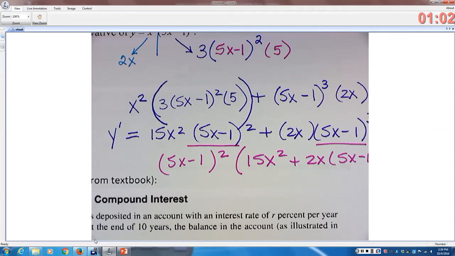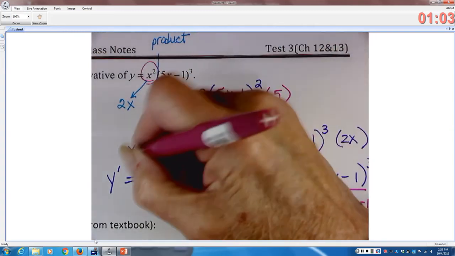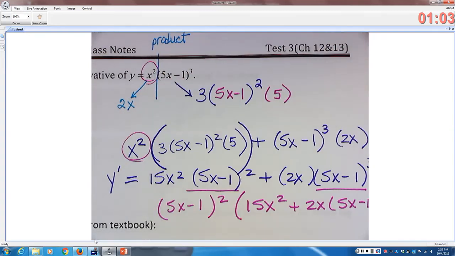Why does x or 2x drop down to become x squared? It didn't. That x squared is this one. So it's not the derivative. It's the first factor times the derivative of the second factor, plus the second factor times the derivative of the first factor.